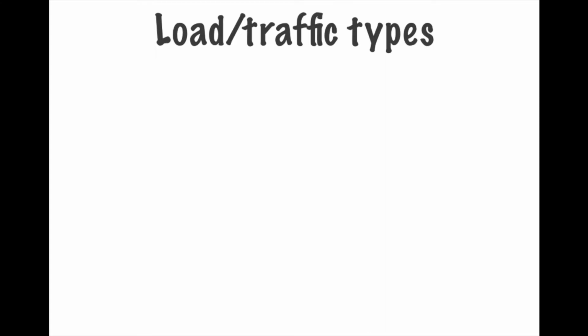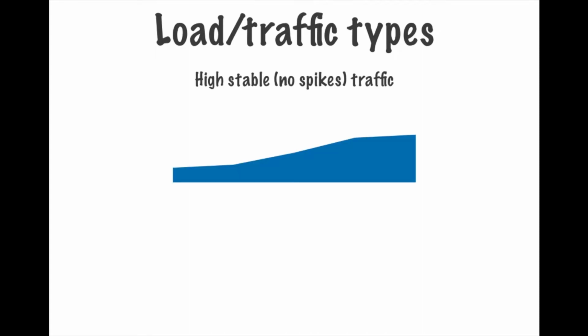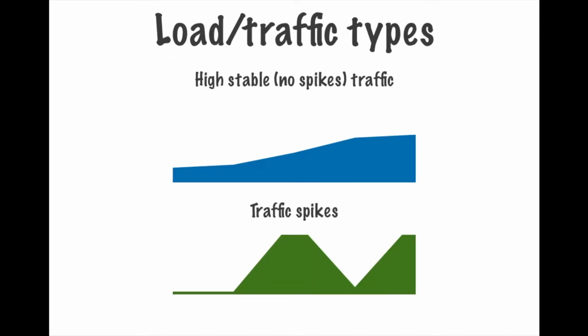Now we can talk a little bit about different traffic types. I think we can divide it into two categories. The first one is high and stable traffic. It increases slowly, over a longer period of time, and it's actually easier to handle because your infrastructure has time to adapt to this traffic. You don't need to react immediately.